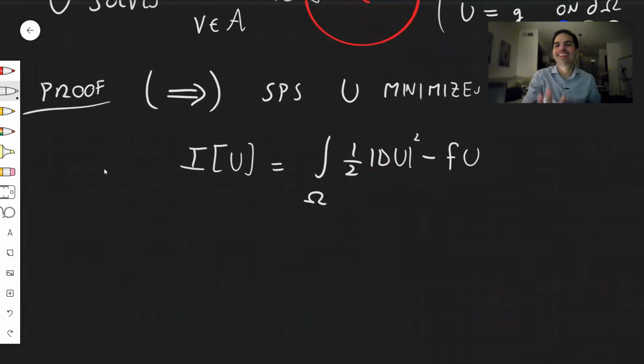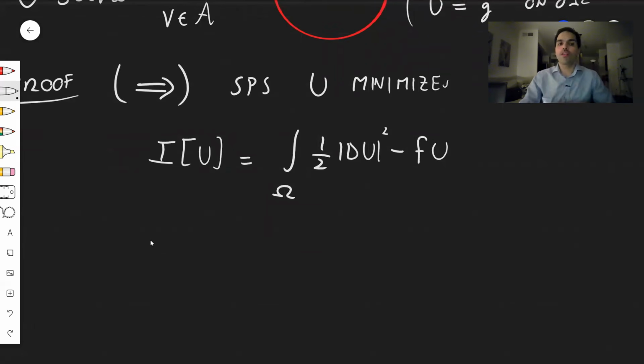I'm not cursing. It's just f times u. All right, so here's the important thing to understand. This is a functional, it depends on functions. It's very complicated. The beauty of calculus of variations is that we will turn this complicated problem into a single variable calculus problem. So even a Calc 1 student would be able to solve this.